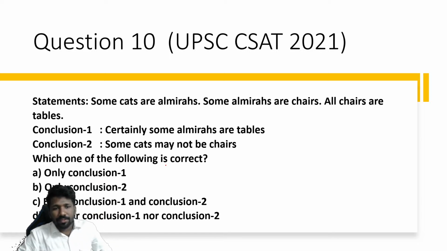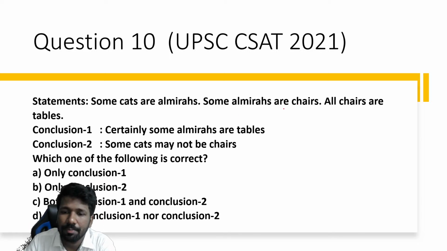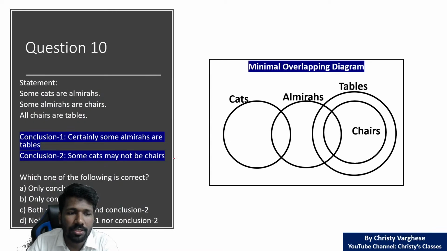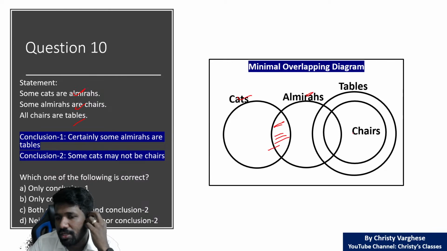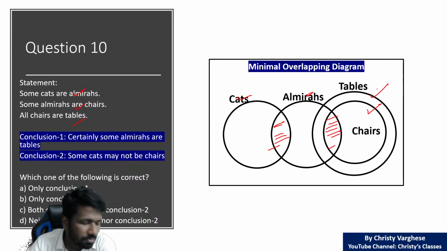Okay, I'll explain the statements. Some cats are almirahs, some almirahs are chairs, and all chairs are tables. So for these 3 statements, how do we draw the minimal overlapping diagram? Some cats are almirahs, so cats and almirahs should have an intersection. Some almirahs are chairs. Almirahs and chairs should have an intersection. All chairs are tables. Chairs should be a subset of tables, like this. Cats and tables will have an intersection or not, we don't know now.